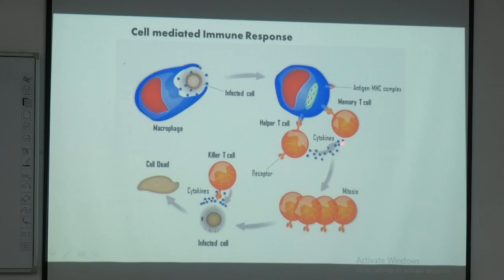So in case of any immune response, first the infection or the infected cell will be engulfed by a macrophage. Then the macrophage will help the T cells to recognize the bacteria or the antigen. Then the T cells will divide, more T cells will be produced, and then these T cells will destroy the infected cell. So what kind of immune response is this? Cell mediated, because the T cells are active.